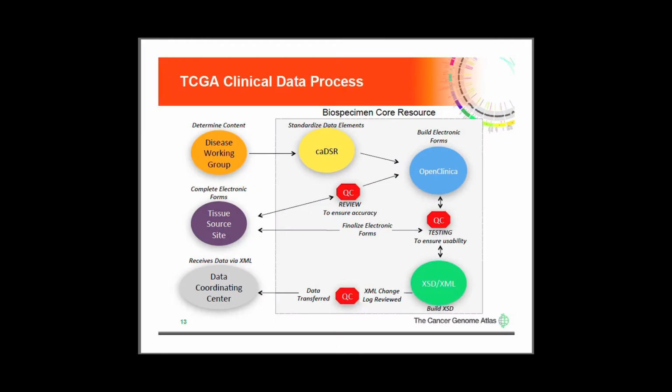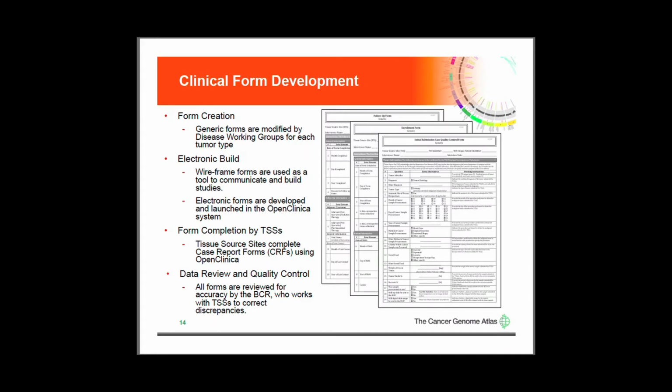Once we have gone through that process, we have the final forms. We develop it in OpenClinica, generally have some tissue source sites do some testing, and then we also start developing our XML, and I'll talk about XML in a little bit as well. That's our main way of actually uploading the clinical data to the Data Coordinating Center.